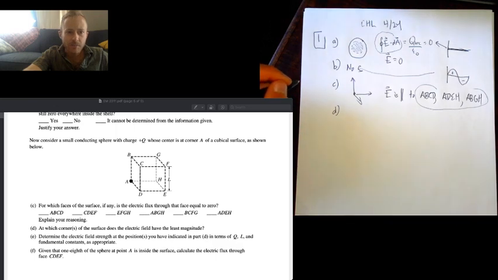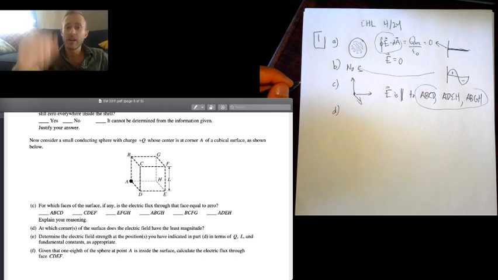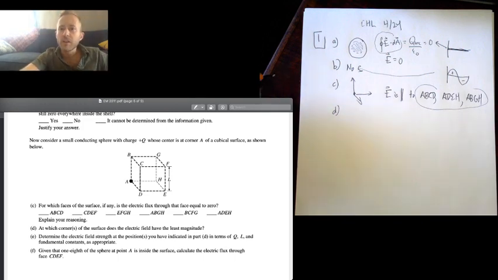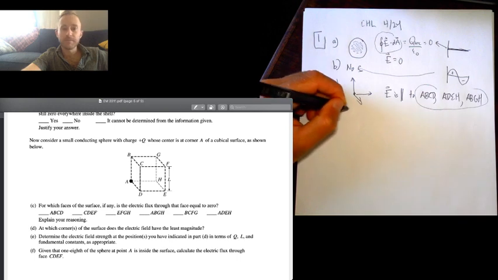At which corners of the surface does the electric field have the least magnitude? Those would be the corners that are farthest away from the charge. Okay, so that would be the opposite corner, which would be corner F.